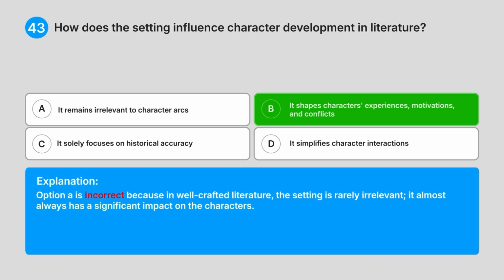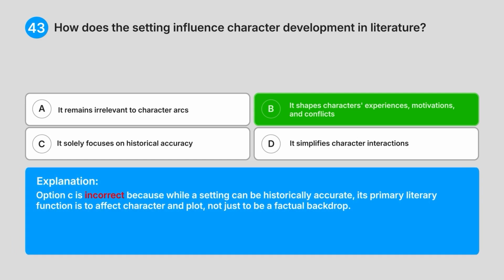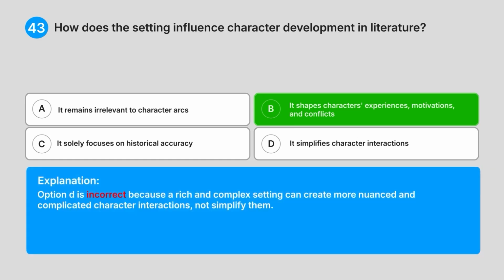Option A is incorrect because in well-crafted literature, the setting is rarely irrelevant. It almost always has a significant impact on the characters. Option C is incorrect because while a setting can be historically accurate, its primary literary function is to affect character and plot, not just to be a factual backdrop. Option D is incorrect because a rich and complex setting can create more nuanced and complicated character interactions, not simplify them.